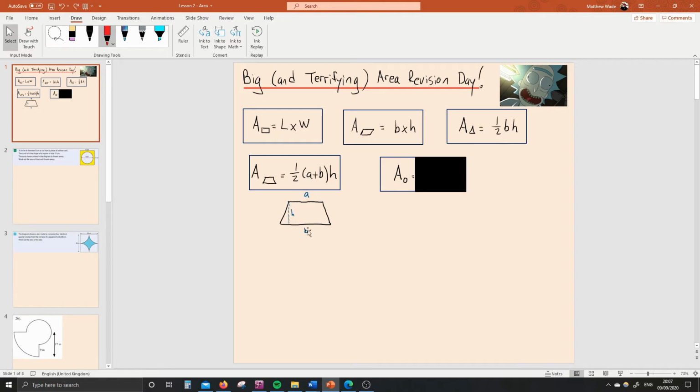So it means you add the top and the bottom together, because that's the sum of the parallel sides, times the distance between them, which is h.